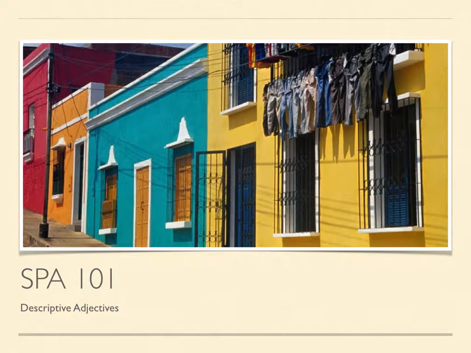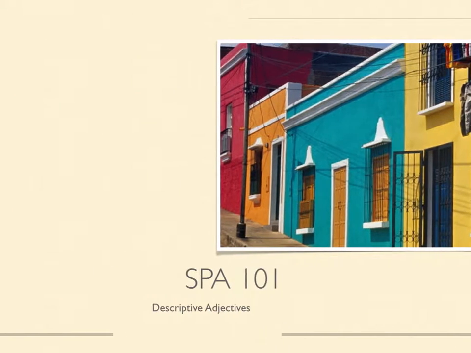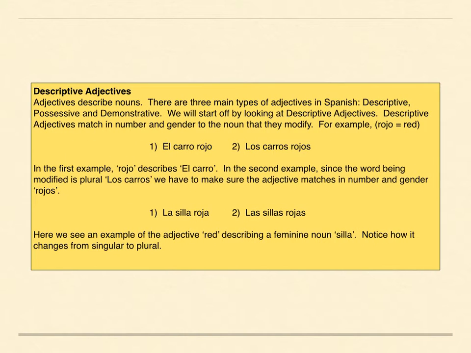Descriptive adjectives. Well, first of all, what is an adjective? Well, an adjective describes nouns. There are three main types of adjectives in Spanish. There are descriptive, possessive, and demonstrative adjectives. We're going to start off by looking at descriptive adjectives.